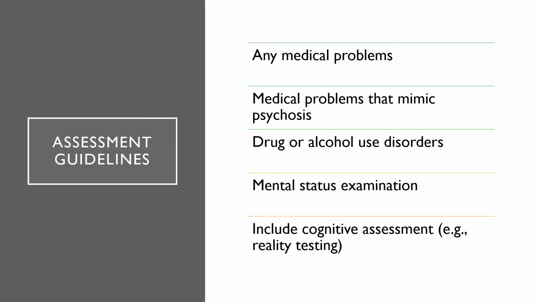So other assessment guidelines that we can think about, we want to ensure that our patient has a medical workup. Medical disorders are common and may affect mental status. So we want to assess for indications of medical problems that might mimic psychosis. Maybe brain trauma, drug intoxication, those might mimic some of that psychosis behaviors. We also want to make sure we're assessing for substance or alcohol use, and we're completing a full mental status examination.